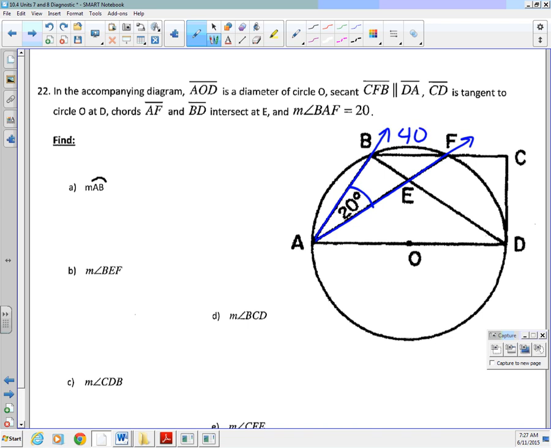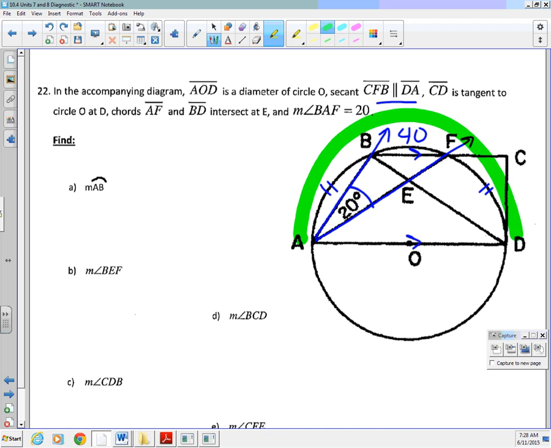Okay, now I've also been given parallel lines here. So I have parallel lines, so I have two congruent arcs, very similar to one of the last problems, and we have a diameter, so this is 180 degrees. So 180 minus 40 is 140. 140 divided by 2 is 70. So now each of those arcs is 70 degrees. All right, and we just found arc AB. That's 70. Try getting all the arcs first.